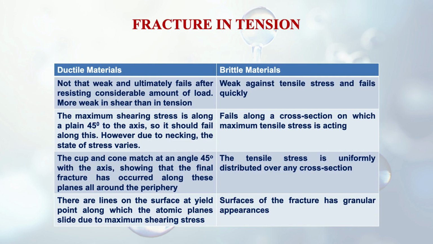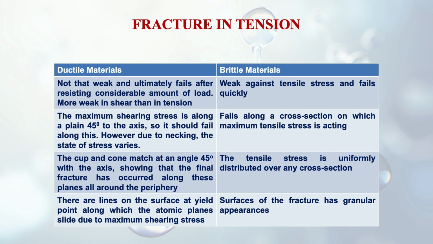So now we discuss fracture in tension. There's a difference between ductile materials and brittle materials when fracture is happening. In case of ductile materials, we see that they are not too weak and ultimately they fail after resisting a considerable amount of load. They are weaker in shear than in tension. Whereas brittle materials are weak against tensile stress and they fail very quickly.